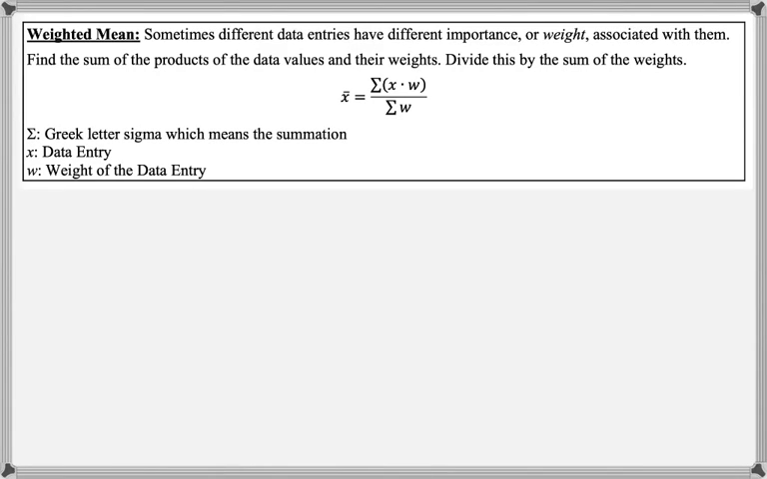Next, we are looking at weighted means. Sometimes different data entries have different importance or weight associated with them. So first we want to find the sum of the products of the data values and their weights, and then divide this by the sum of the weights.